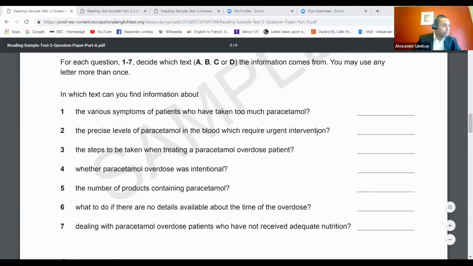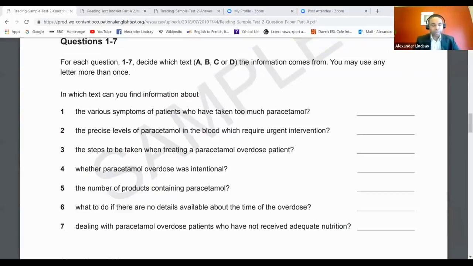Sorry, I've just put the wrong answer there. So 2 should be C. I've just put the answers in the chat again, but for number 2, it shouldn't be B, number 2 should be C, so I've just corrected that underneath.